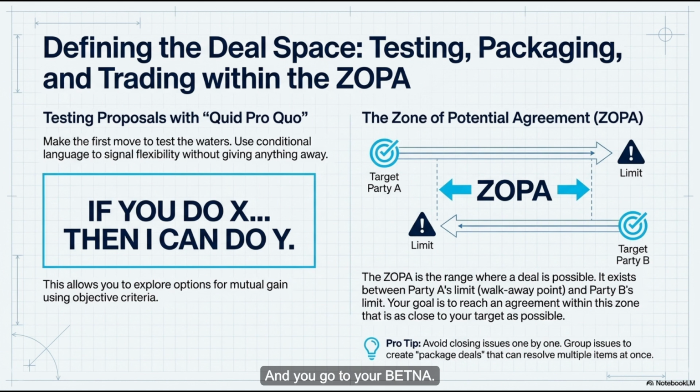There's no deal. And you go to your BATNA. That's it. Now, if they make the first proposal, what do you do? You never interrupt. You listen to the whole thing. Yeah. Then you probe it.